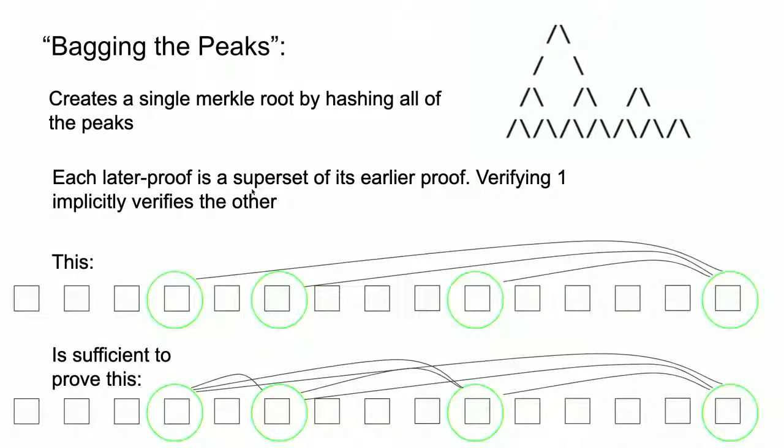Okay, so that's the bagging the peak process. I'm just showing here that for the proof, for the root, since there's multiple peaks there, the root is defined as the concatenation of all the peaks and then the hash of that.